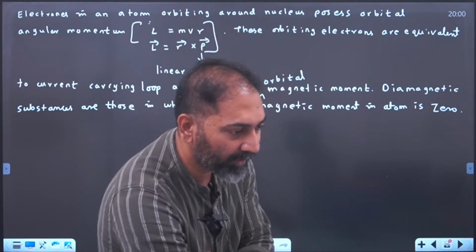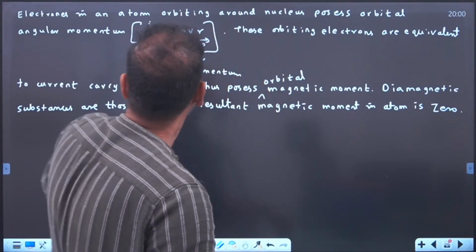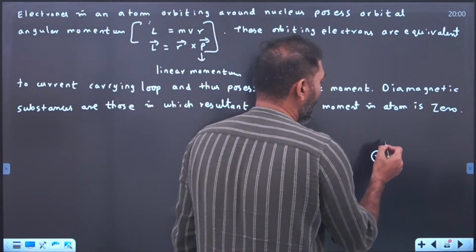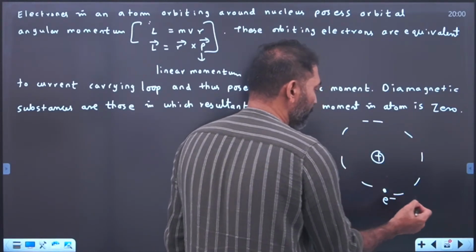Sir, if a superconductor has no resistance, then why does it repel the magnetic field? Okay, I will explain. Electrons in an atom. See, in an atom there is a nucleus, then an electron is revolving around the nucleus. So it is like a current loop.